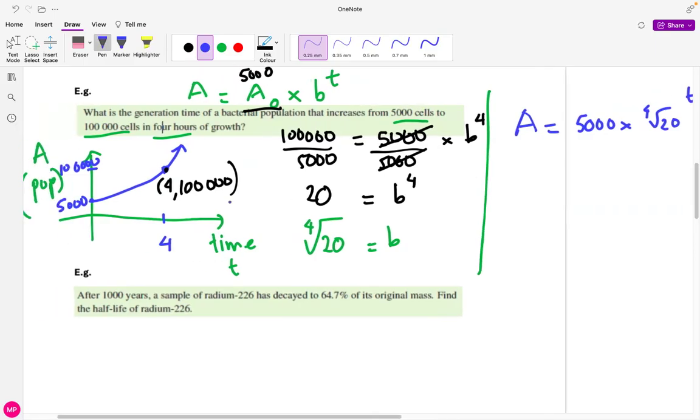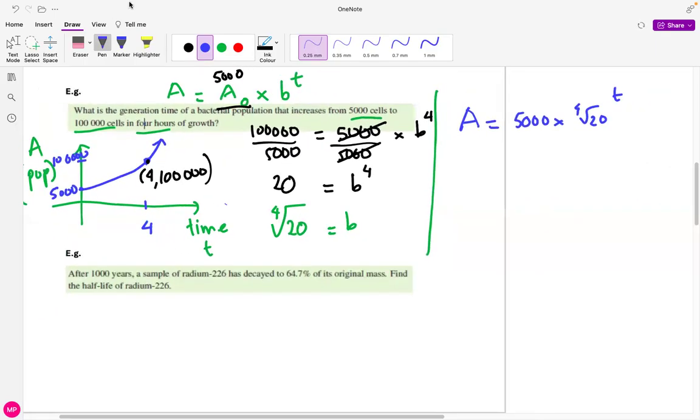All right, now let's go back to the question. They want you to find the generation time. So what does that actually mean? The generation time is the time it takes to double the initial population. If the initial population is 5,000, double 5,000 is 10,000. So they're asking, if it goes up to 10,000, how long will it take? That's the question. So what you do here is, technically, you know the population is 10,000.